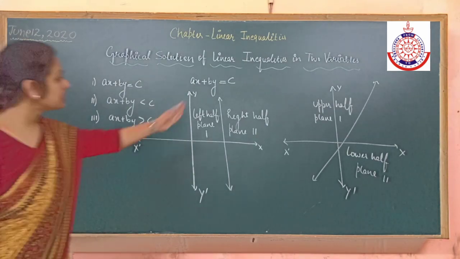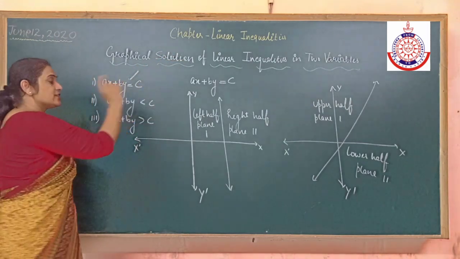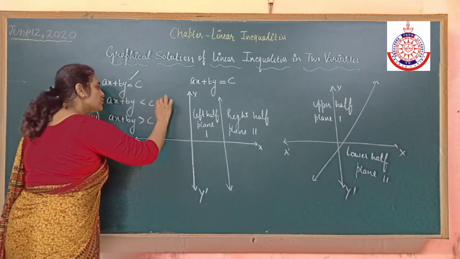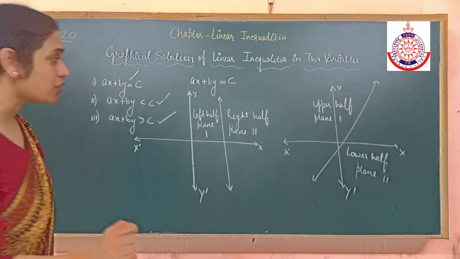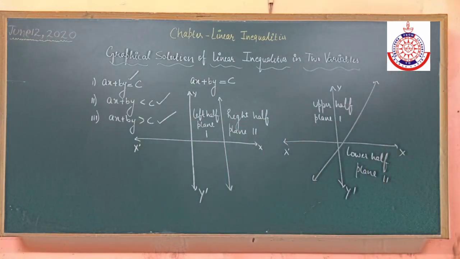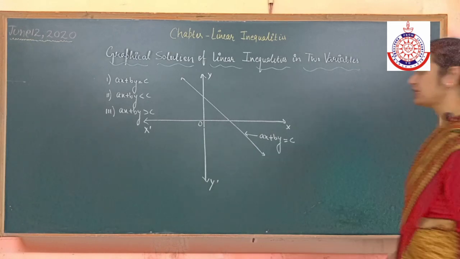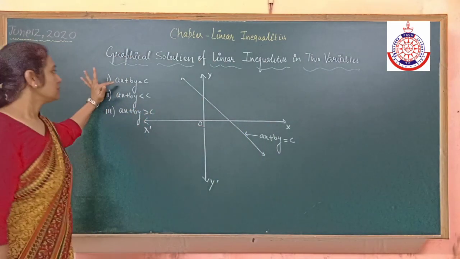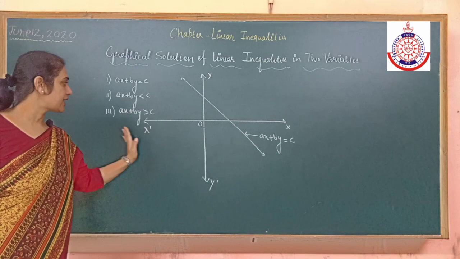So this line represents the case ax plus by is equal to c. But my topic is to find the graphical solution of these two other cases. It is very easy. Few things you need to remember and we will be able to find the graphical solution of linear inequalities in two variables. Let's see how to solve a linear inequality graphically. The expression ax plus by can be equal to, lesser than, or greater than c.